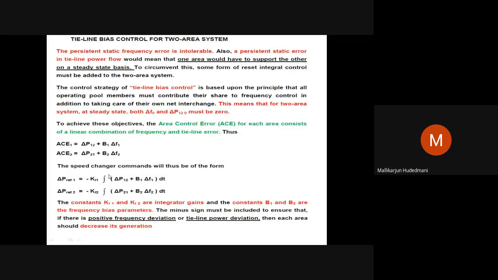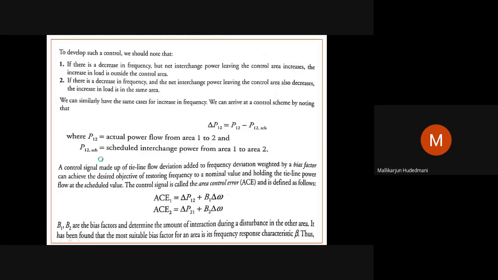So the speed changer command will thus be a sum of these. The change in speed changer point is the integral controller of delta P12 plus beta 1 delta F1 dt and another integral. It is written as a mathematical integration of the sum of the mismatches being taken as an input to the integral block. So this is the set point change.